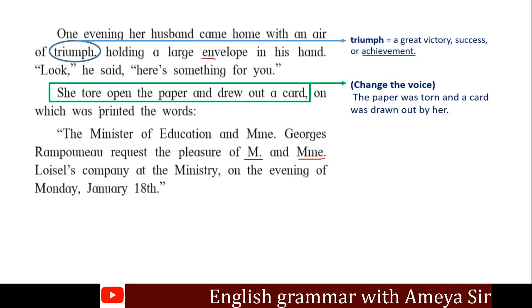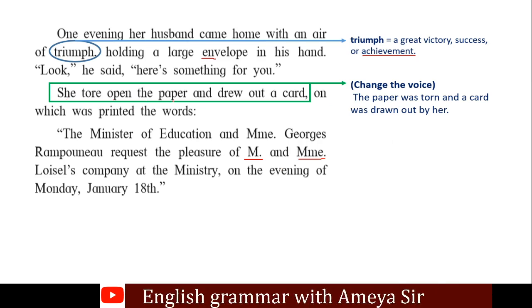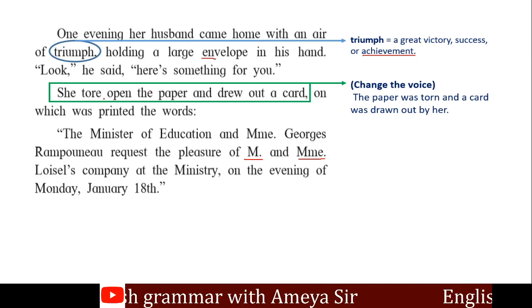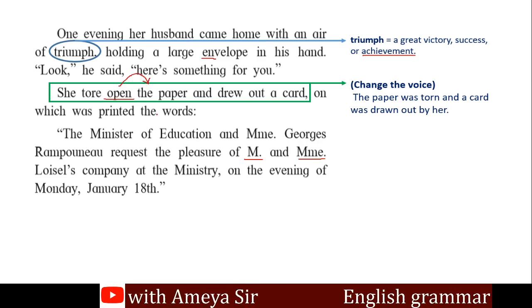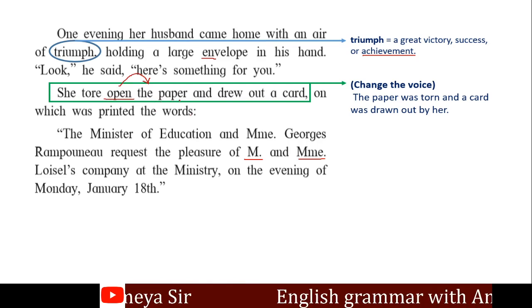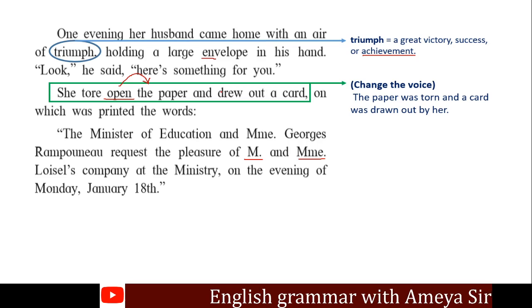Okay, the grammar entry here. Change the voice. Now pay proper attention. The question is, she tore open the paper and drew out a card. Change the voice. You look at the action word. The action word is open. So you start after that. You look at the verb and you start after that. So you start with, she tore the paper. The paper was torn and a card was drawn out by her.